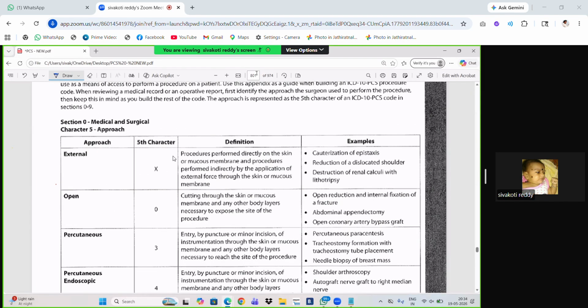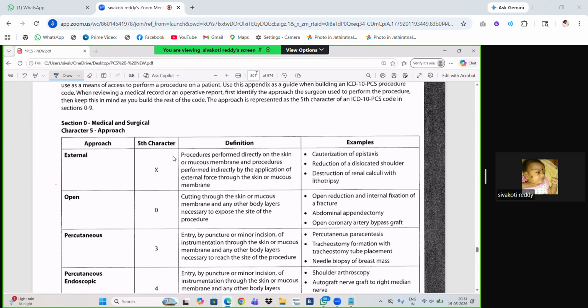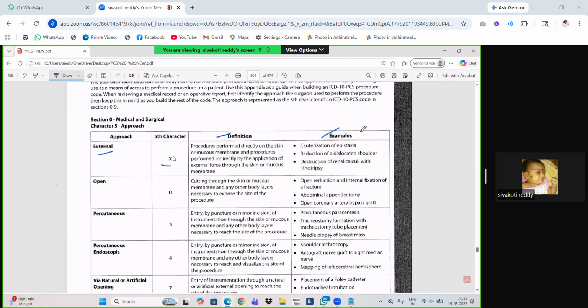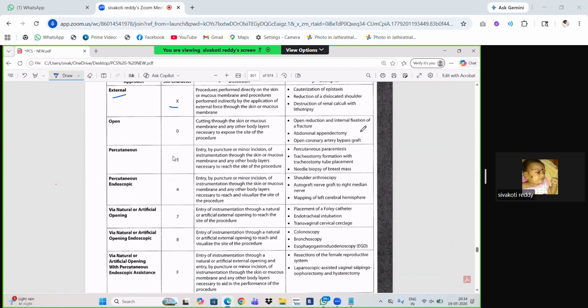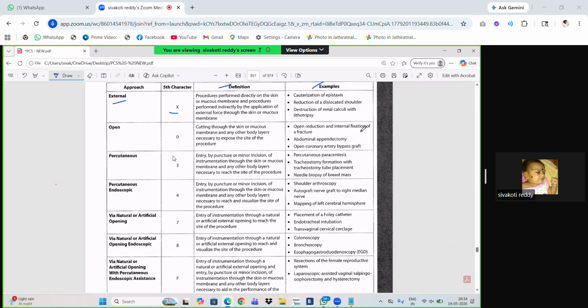We have total 7 approaches. We need to learn about these 7 approaches, guys. This is the approach name, fifth character value, definition, and example. Once you read all the approaches, everyone, we can start discussion.